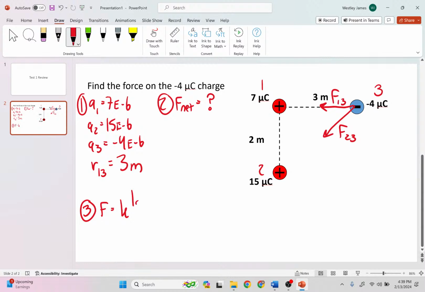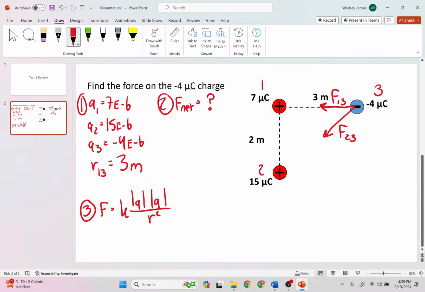So hopefully you found F, hopefully y'all are feeling pretty kosher about this. The Q's over R squared, absolute value of the Q's. Remember, when it comes to vectors, do not put the signs in there. Don't put pluses and minuses in there. It's going to mess things up for you later on. It's better to do the directions later.